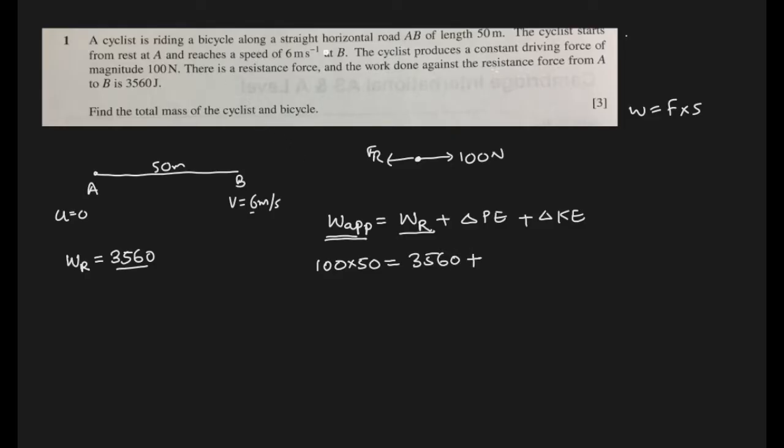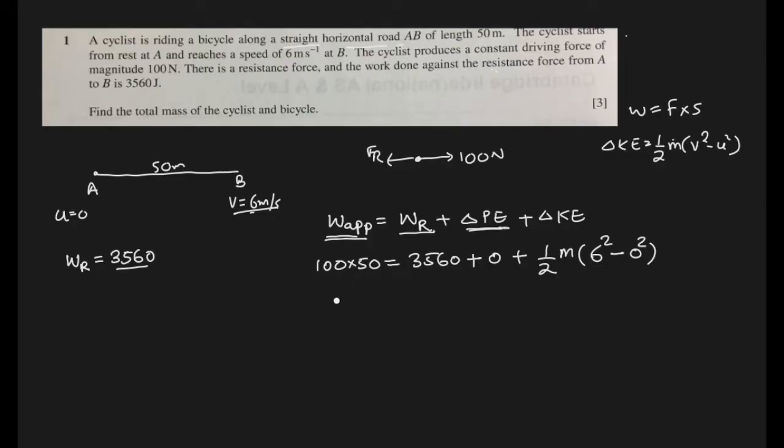They clearly said it's a straight horizontal road. That means there is no change in potential energy. It remains at the same height. Kinetic energy change will be half. Let me write the formula here. Kinetic energy is half m times final velocity squared minus initial velocity squared, and that's what we'll do. We have to find m. Final velocity is 6 meters per second, minus U is 0.